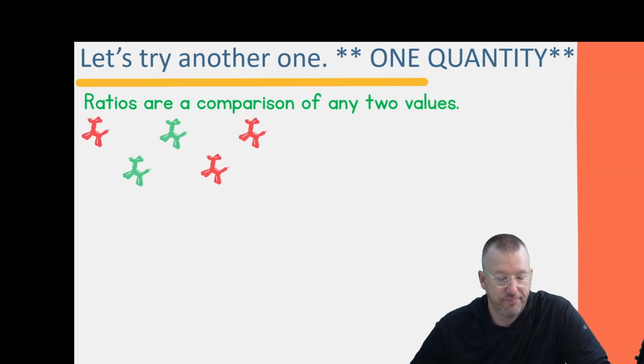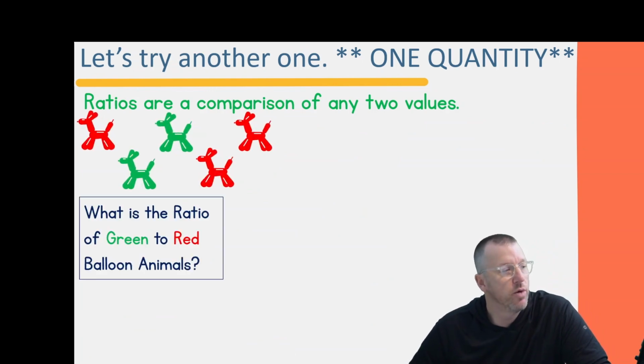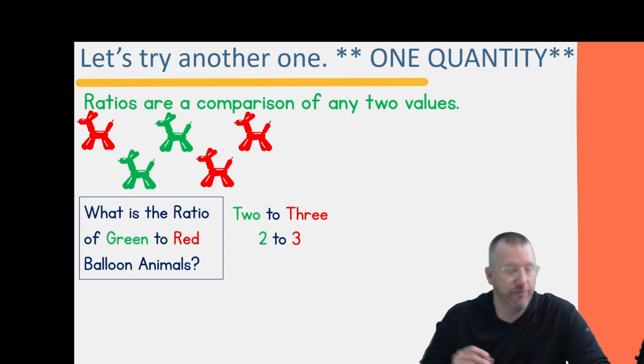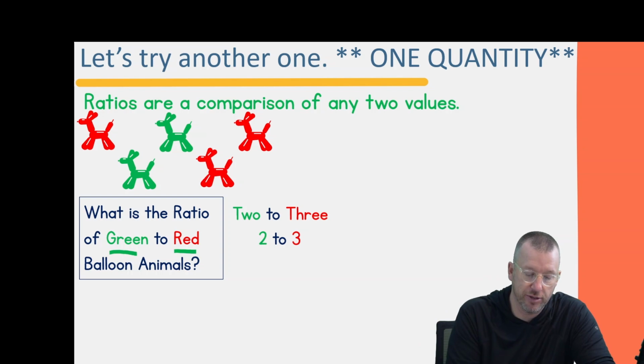Okay, let's try another one. Same balloon animals. What is the ratio of green to red balloon animals? Didn't we just answer that? Yes, but in a different order. And in this case, we're going to say there are 2 green balloon animals and there are 3 red balloon animals. So this time it gets reversed because the question was reversed, okay?